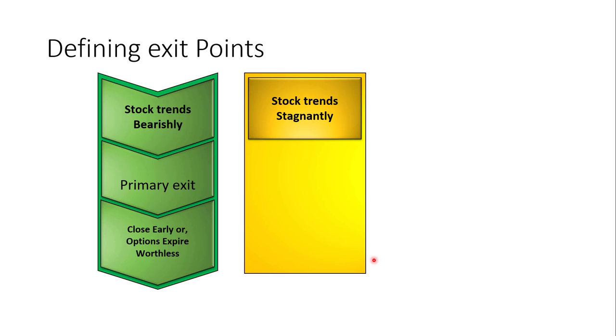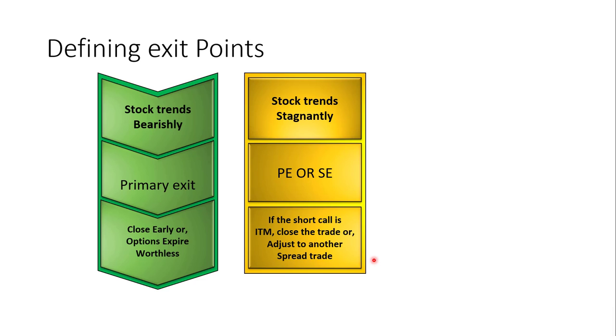In a stagnant trend, putting this on with your strikes outside of the current price, your primary exit is taking full profits at expiration if the options are out of the money, or taking partial profits if you're very tight for your strikes to the price of the stock towards that expiration date. So you've got a primary or secondary exit as your exit points.